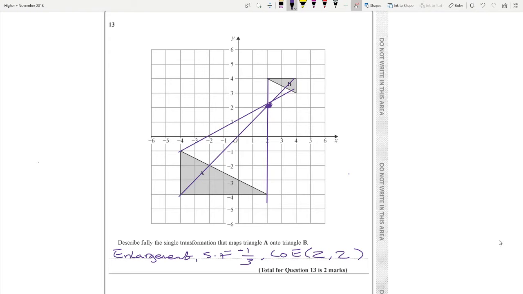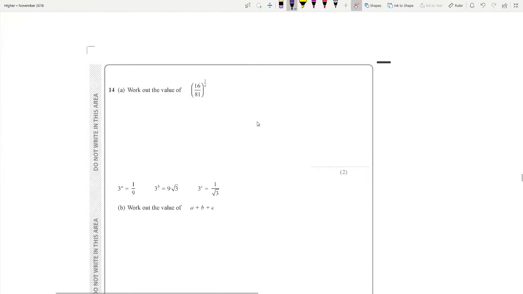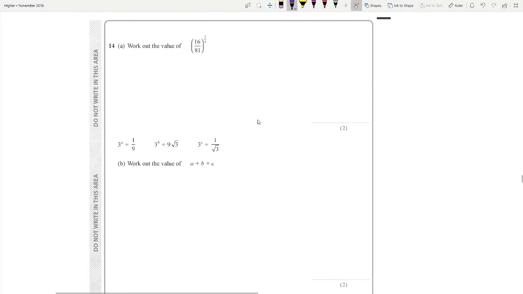This question's worth 2 marks. Okay, let's go on. Question 14. Indices.